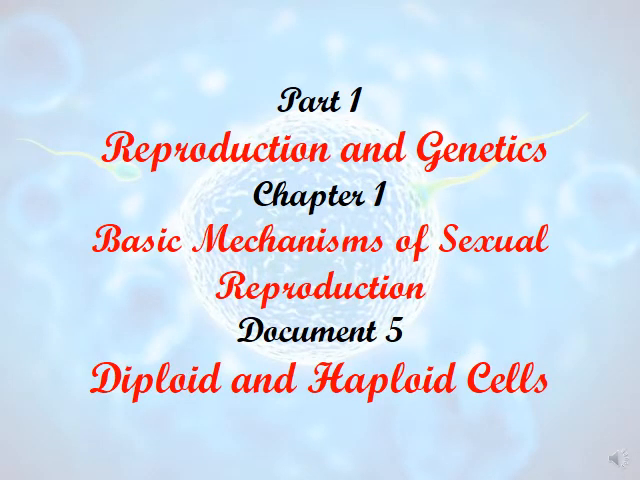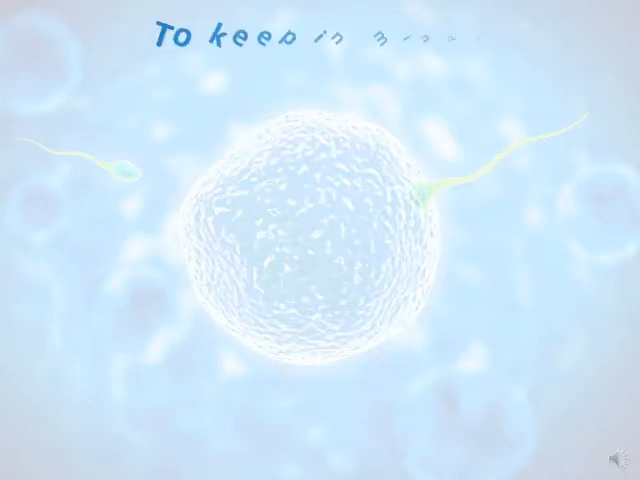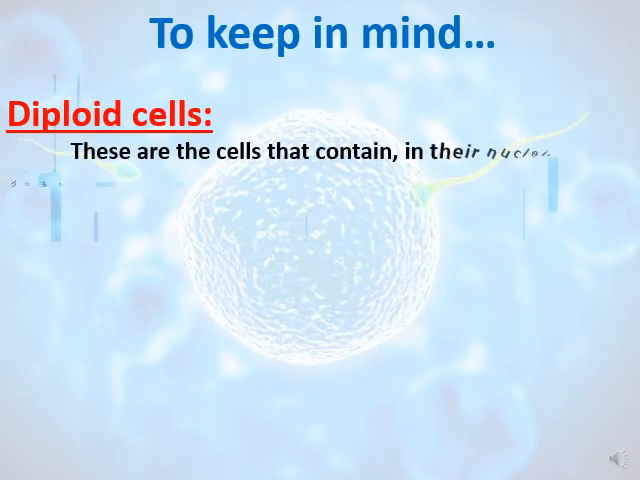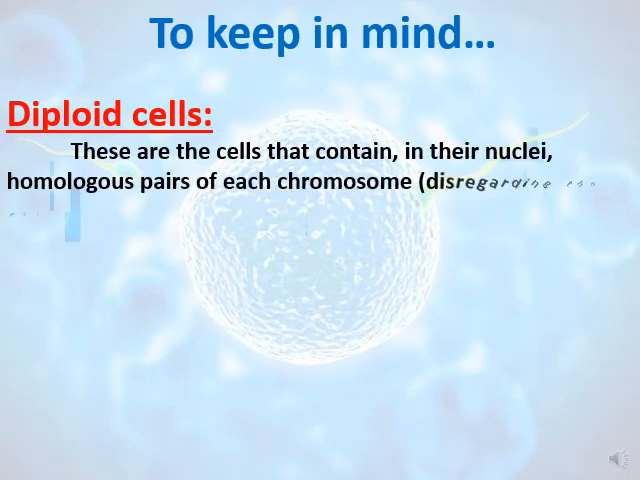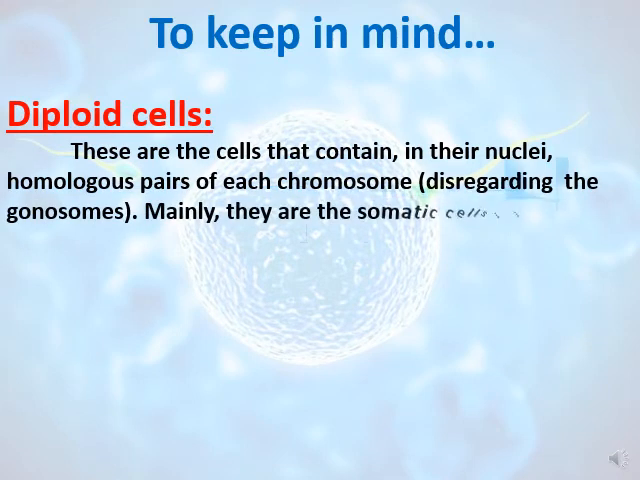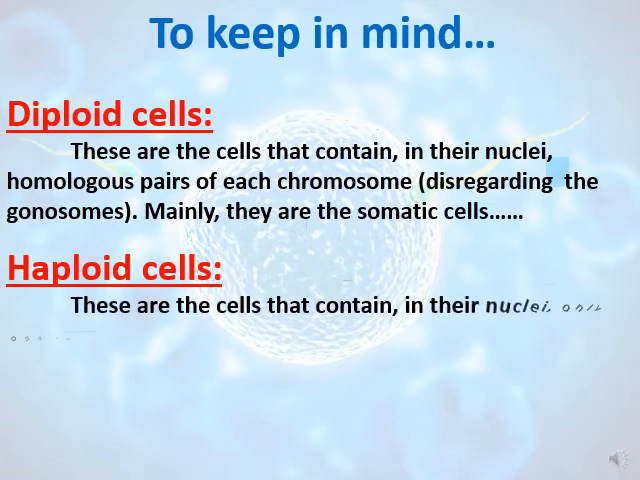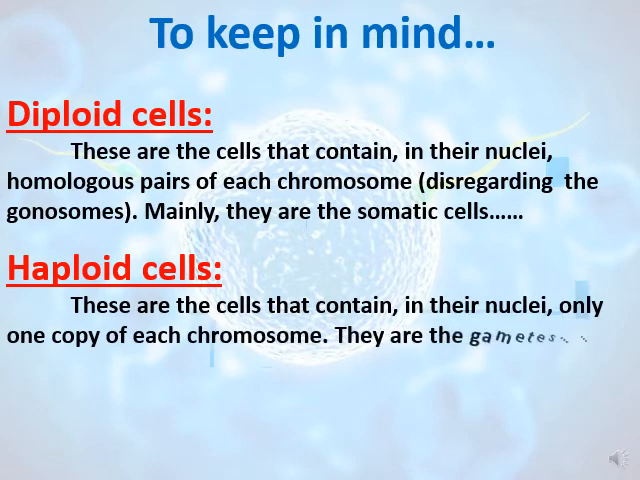Now let's move to the basic mechanism of sexual reproduction. Chapter 1, document 5, diploid and haploid cells. You have to keep in mind these notes. What are the diploid cells? Diploid cells are the cells that contain in their nuclei homologous pairs of each chromosome, disregarding the gonosomes. Mainly they are the somatic cells, whereas haploid cells are the cells that contain in their nuclei only one copy of each chromosome. They are the gametes.